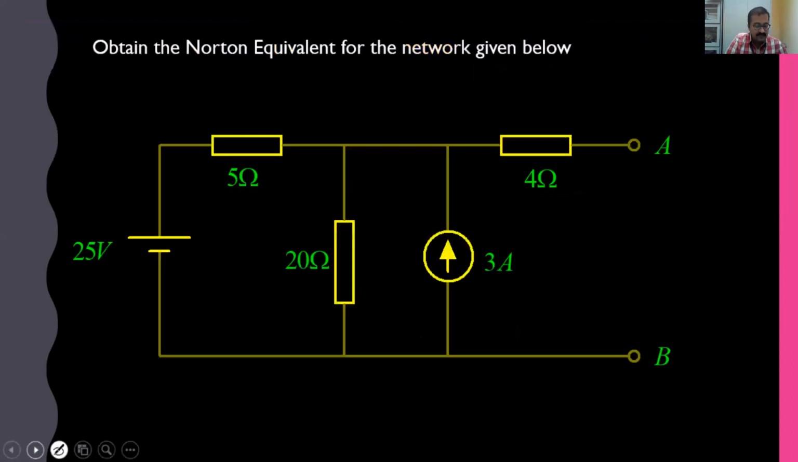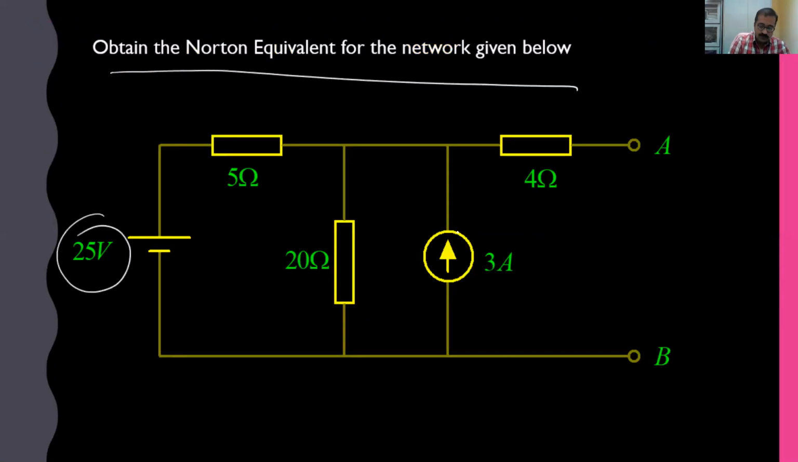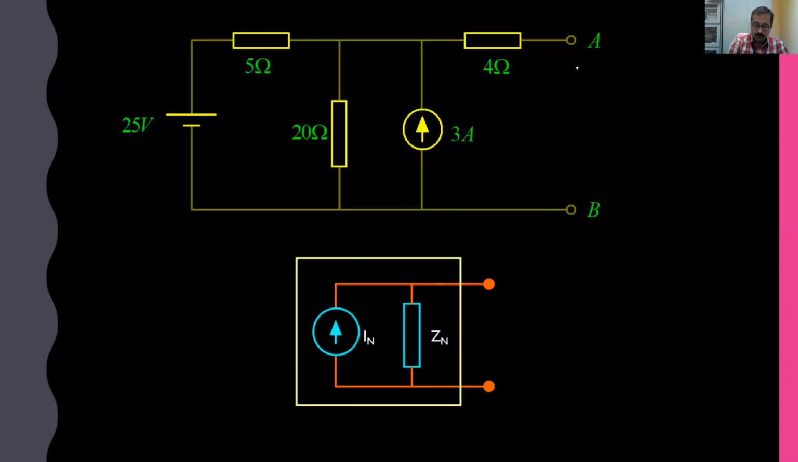Let's take up one or two examples. Obtain the Norton equivalent for the network given below. Here we have a 25 volt source, a 3 ampere current source, and 5 ohm, 20 ohm, 4 ohm, they are all impedances. As per Norton's theorem, this can be converted into a practical current source with respect to points A and B. So this is my A, this is my B. Now we have to find the Norton current IN and the Norton impedance Zn.